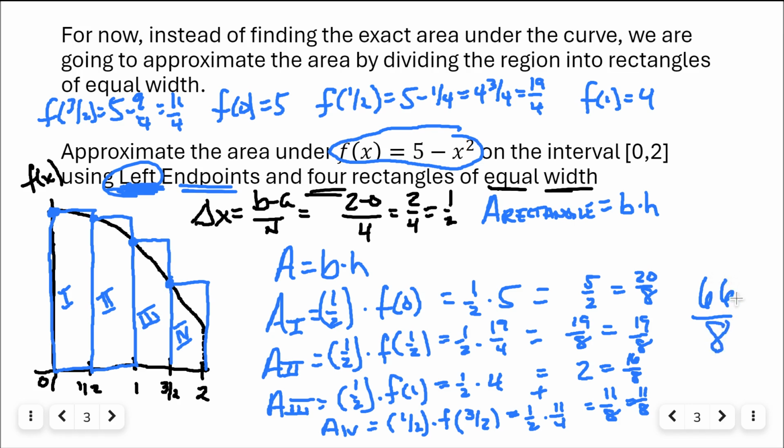We could reduce that, or we could leave it 33 over 4, or you could write it as a mixed number if you want, 8 1/4. Any one of those is fine. Okay, that is the approximate area that's underneath the curve. Now, is this the true area that's underneath the curve? No. Okay, it's too much. The area of these rectangles adds extra area that's not underneath the curve. So it's an over approximation. All right. That's how you draw left endpoints. Very important to know how to draw them.